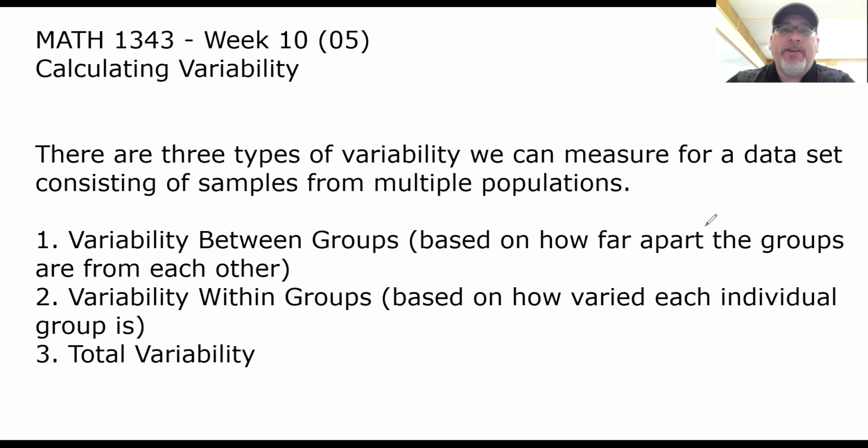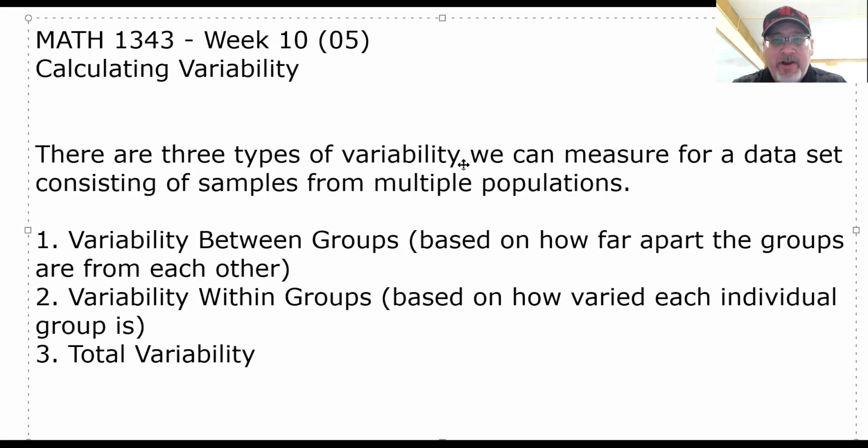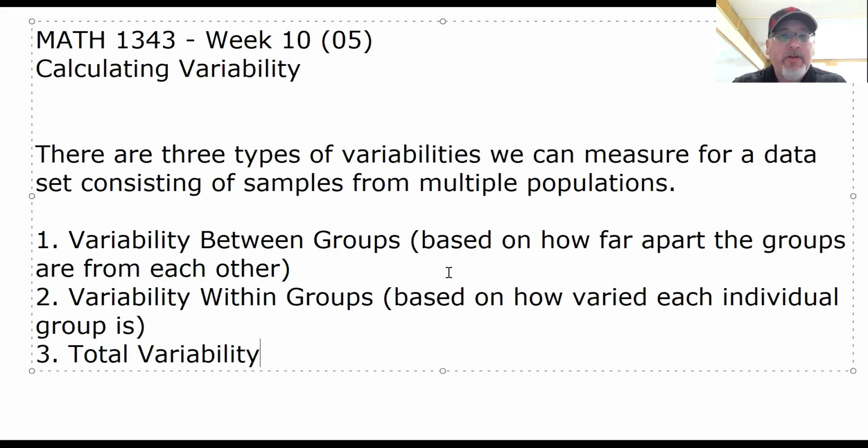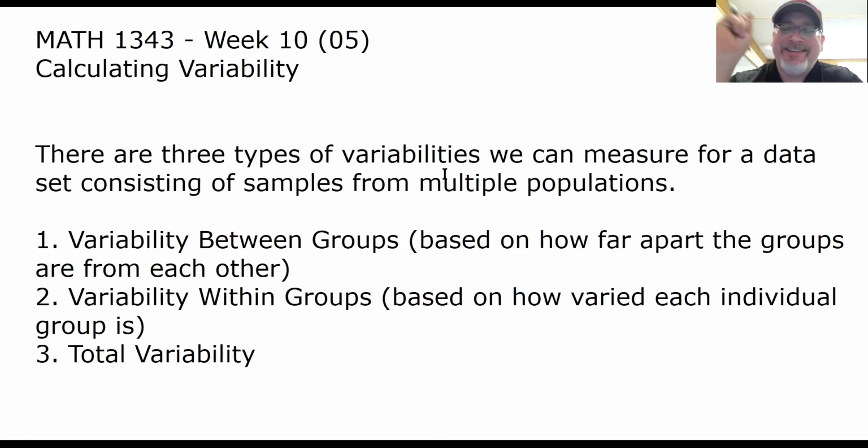There's three types of variabilities we can measure for a data set consisting of samples from multiple populations. Number one, of course, is variability between groups, which is based on how far apart the groups are from each other. Number two is the variability within groups, which is based on how varied each individual group is, so how wide each group is. And then there's what's called the total variability. Now, all three of these have formulas, and I'm going to share them with you, but I don't want you to get intimidated.